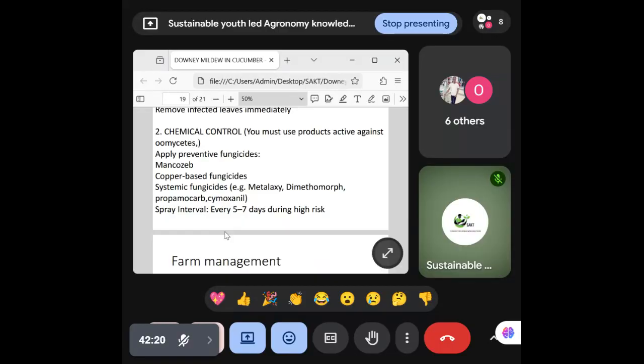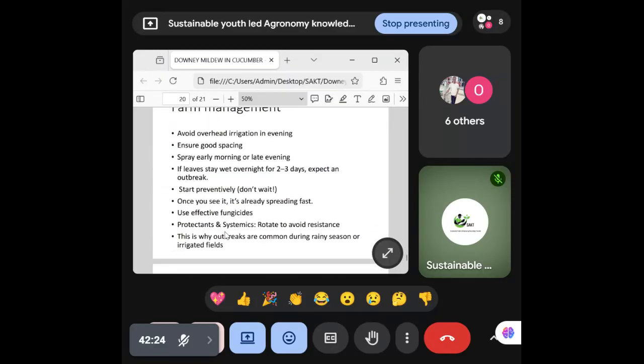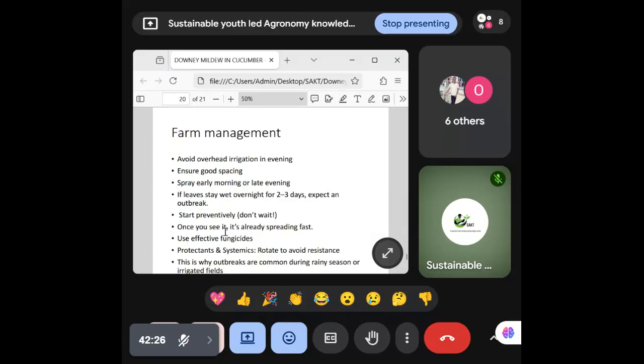So the last slide is now the conclusion of our class. Farm management. Number one, avoid overhead irrigation in the evening. Ensure good spacing. Spray early in the morning or late evening. If leaves stay wet overnight for 2 to 3 days, you will expect an outbreak. So this is just for the sake of prevention.